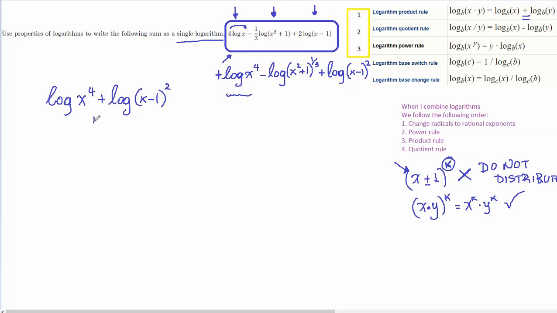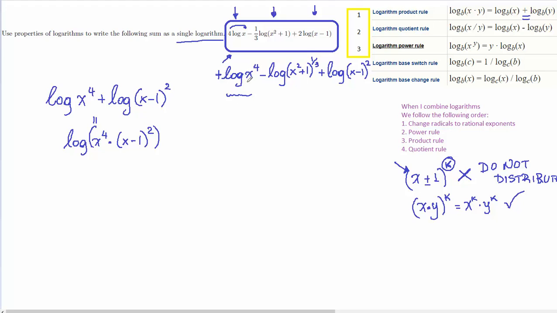So I need to combine those two using the product rule, and the result for those two will be log of x to the fourth times x minus 1 squared. And that will be my answer. You can put it in parentheses if you want, just to make sure that you know what is your argument for this logarithm here.